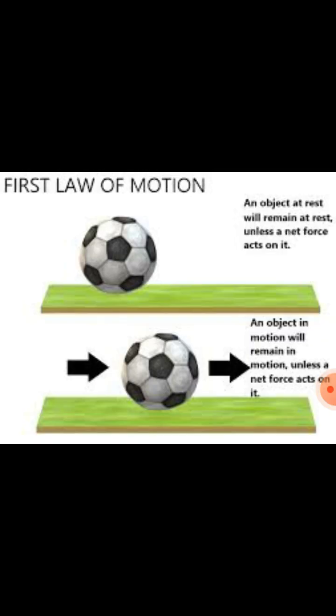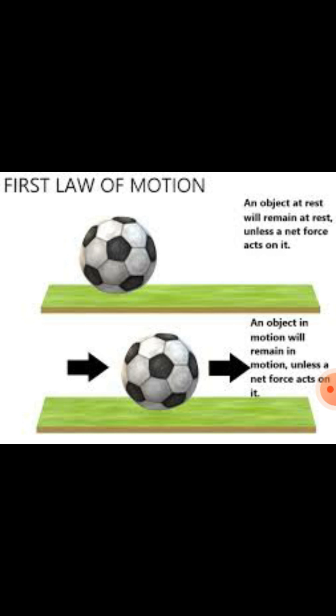Now, first law of motion. It states that an object continues to be in state of rest or uniform motion along a straight line unless acted on by an unbalanced force. More about the law of motion: there is a resistance offered by an object to change its state of motion.